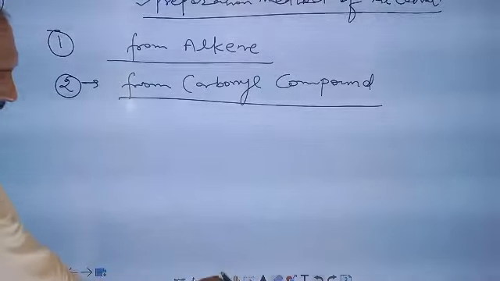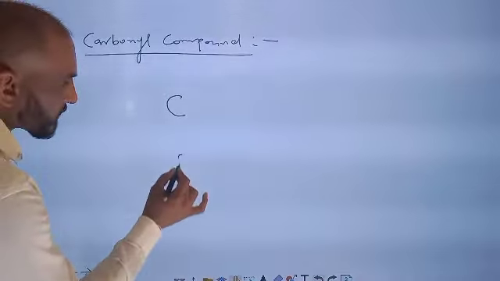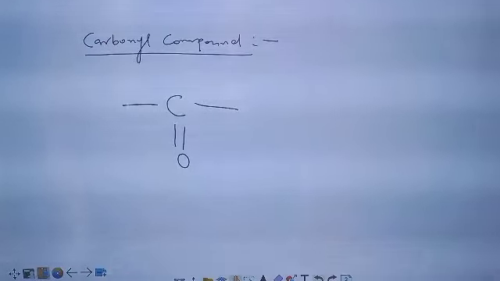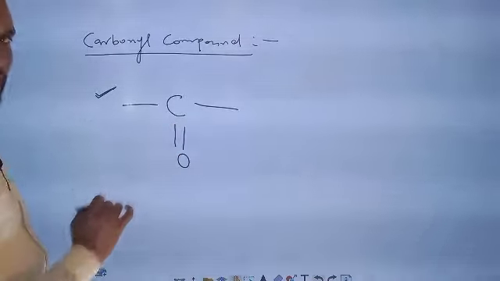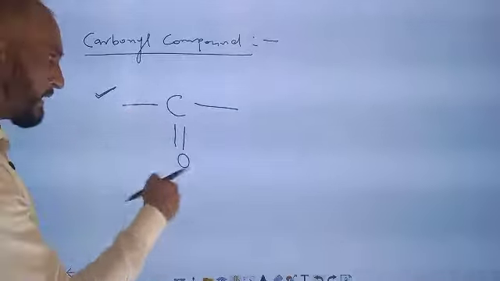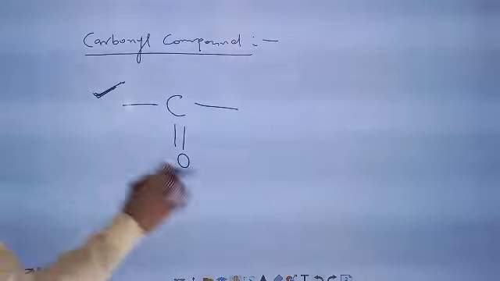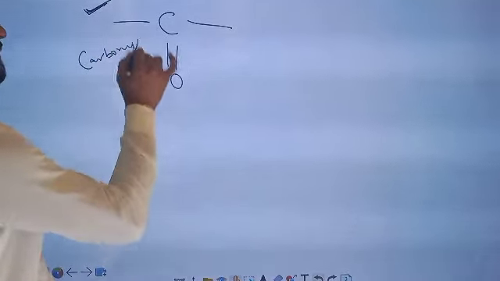Which compounds are carbonyl compounds? The definition of carbonyl group is: if a carbon atom is attached to an oxygen atom with a double bond and two valencies of the carbonyl carbon are free, then it's called a carbonyl group.